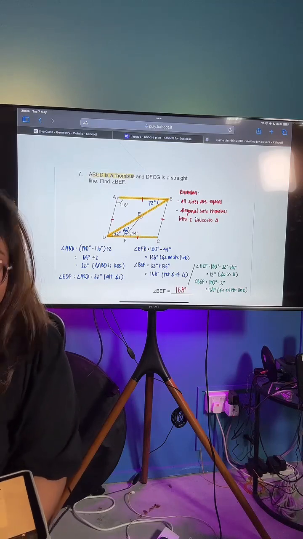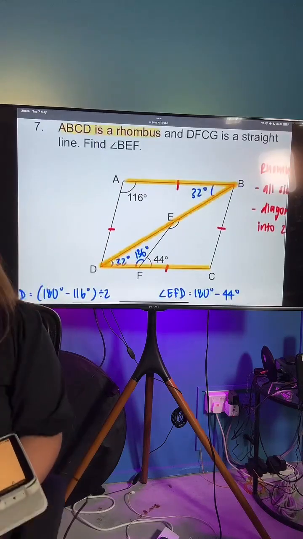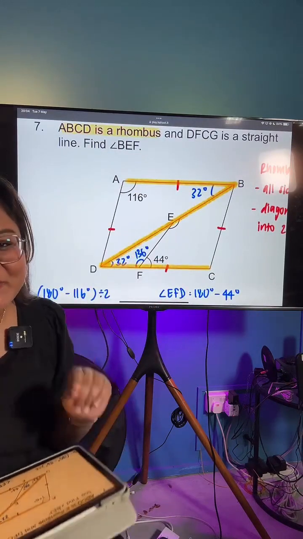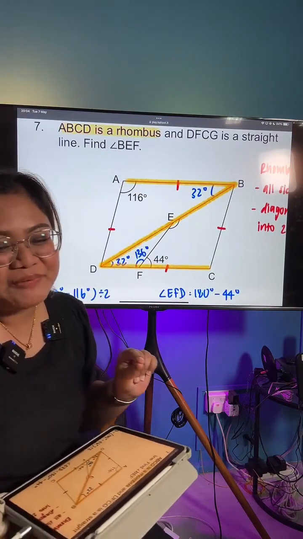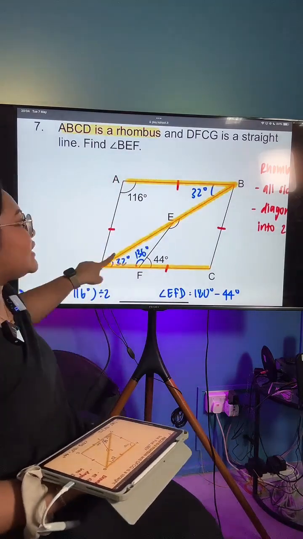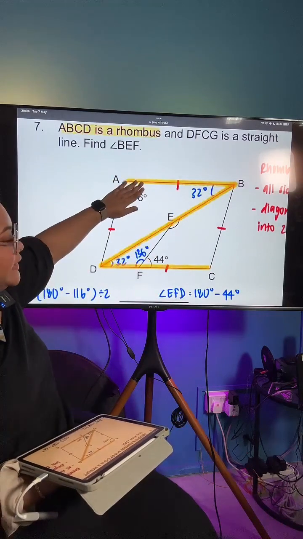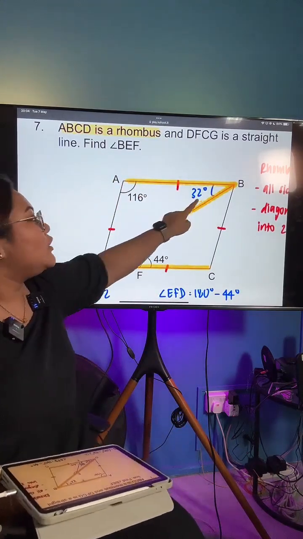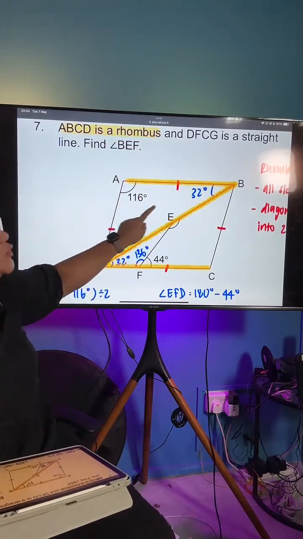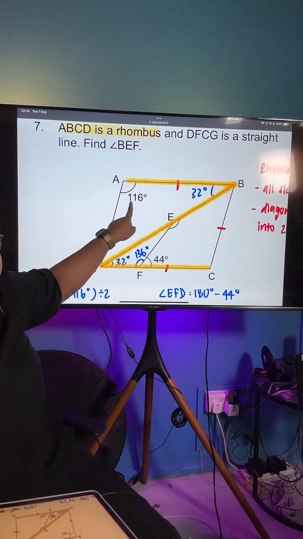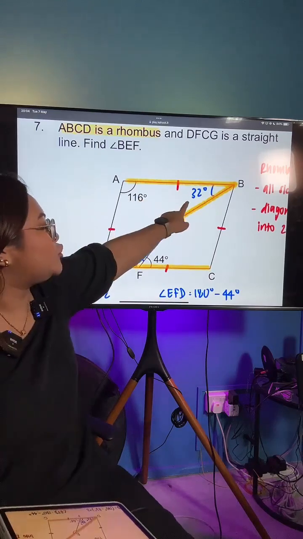Alright, one more time? I see somebody asking for one more time. Okay, if you want me to explain once again, this is isosceles. Isosceles means these two angles will be equal. So 180 minus 116 gives you 64, divide by 2, and you get 32 and 32 on each side.